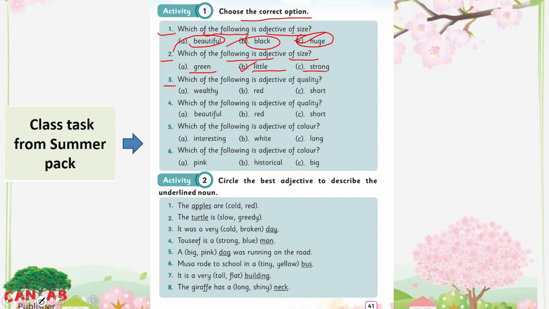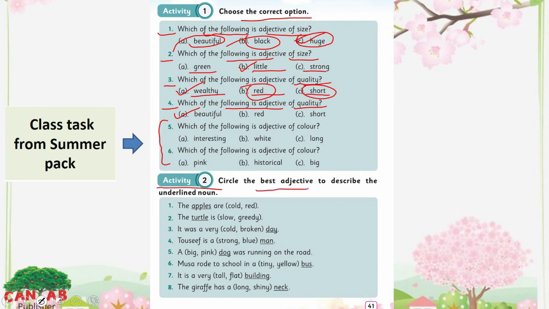The third one, which of the following is adjective of quality here? Wealthy, red, or short. Short is a size, red is a color, and yes, wealthy is a quality here. It is the right option. The fourth one, which of the following is adjective of quality here? Beautiful, red, or short? Yes, it's beautiful. I want you to do the remaining sentences by yourself.